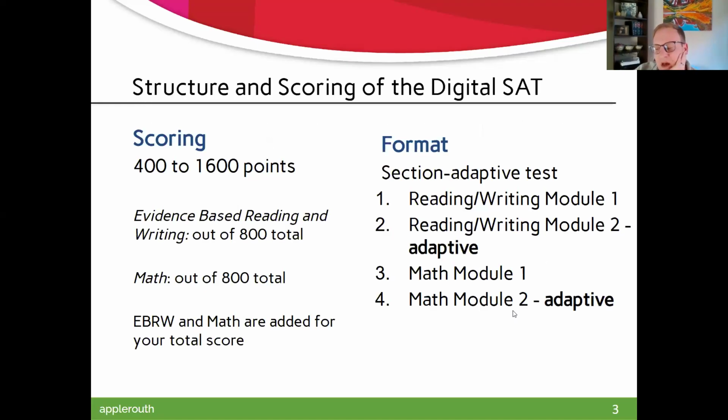The SAT is still out of a perfect 1600. So the lowest score you can get is a 400 just by showing up. You get a 200 on verbal and a 200 on math. And the highest score we can get is a perfect 1600.